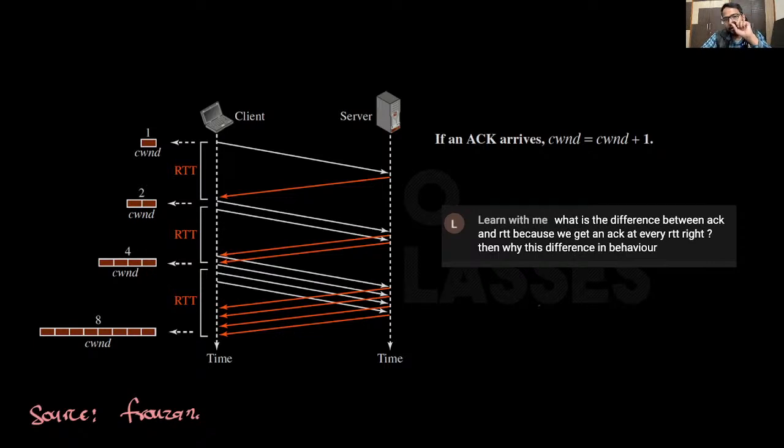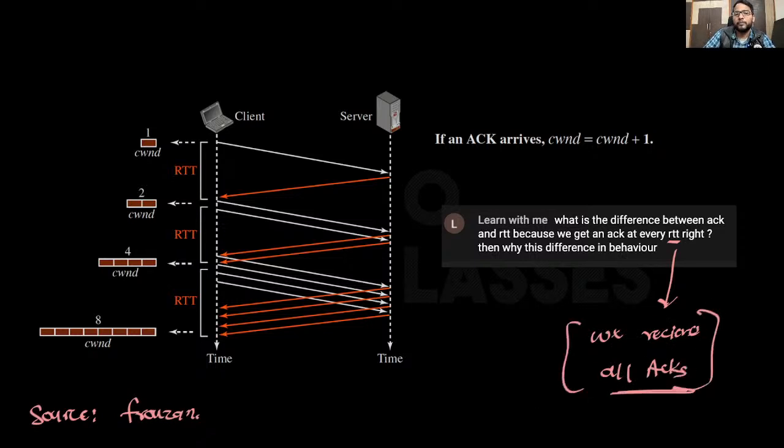Basically here, what do I mean by RTT? By RTT here I am saying that I receive the complete window. I mean that we receive all the ACKs. That's the only difference. If we receive one ACK, this is just one ACK. If we receive all of the ACKs that I am waiting to receive, then it is one RTT. If I am receiving all the ACKs, then I say that one RTT is complete. That's the notion that I'm using.